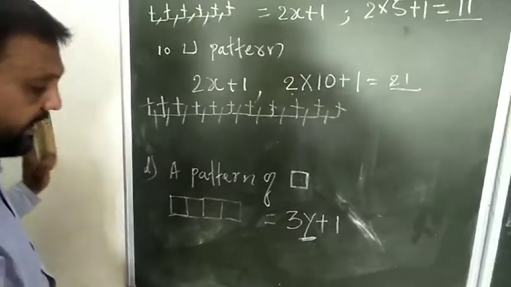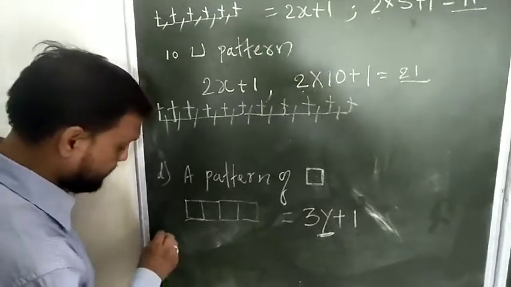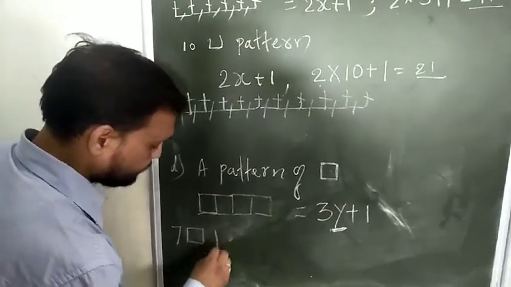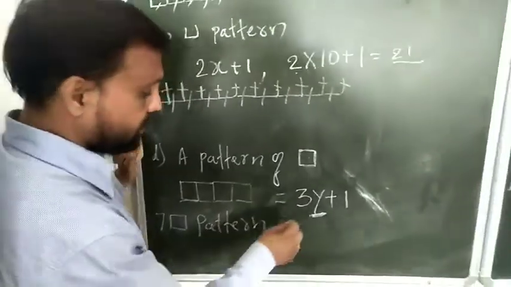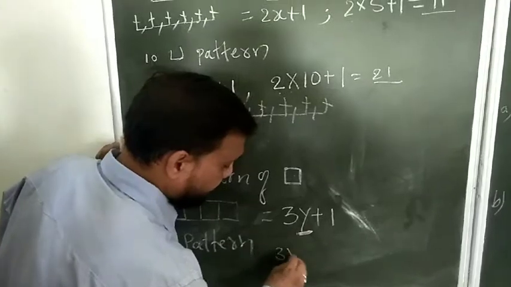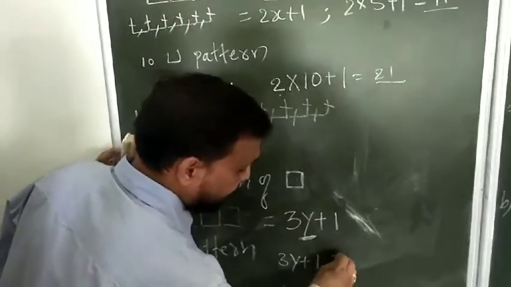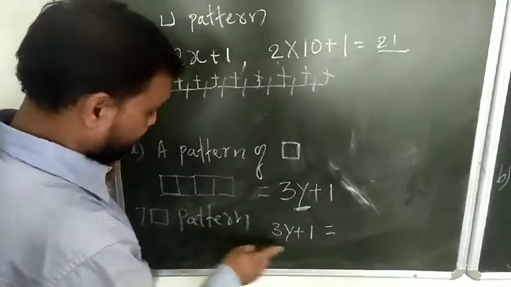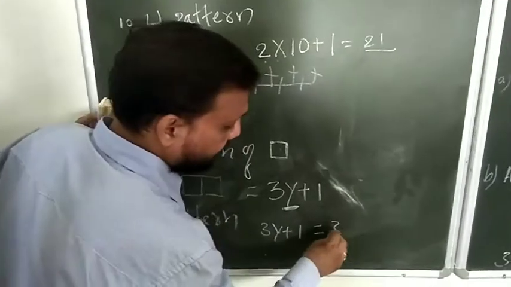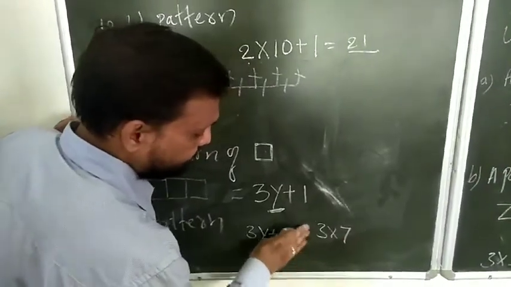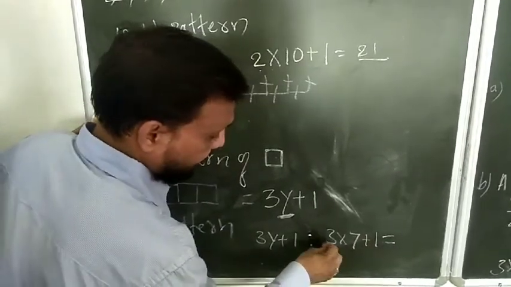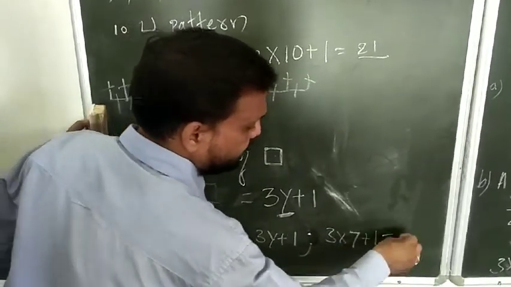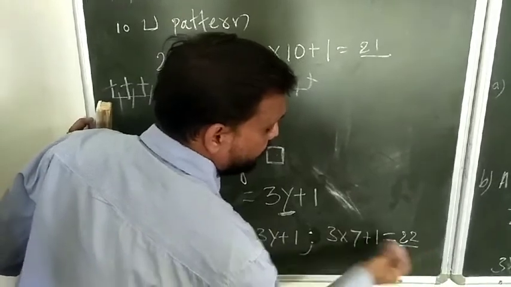Suppose I want to make a pattern of 7 squares. How many sticks do I require? Now we will see here. The rule is 3y plus 1. That is equal to, in the place of y we will write here 7. 3 multiplied by 7 plus 1. That is equal to 3 sevens are 21. 21 plus 1 is 22. So we require 22 sticks.